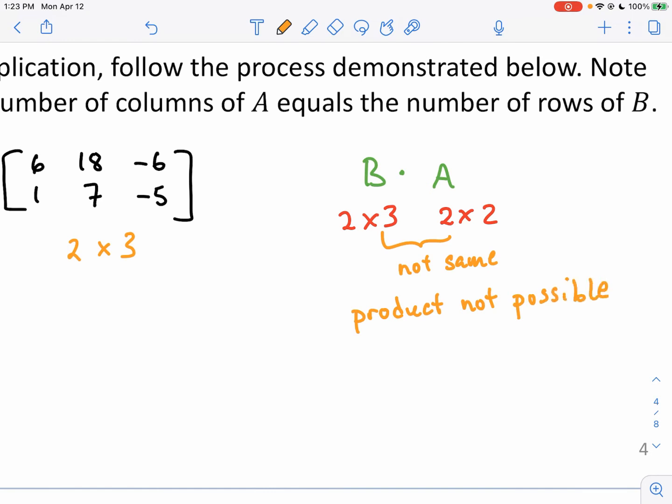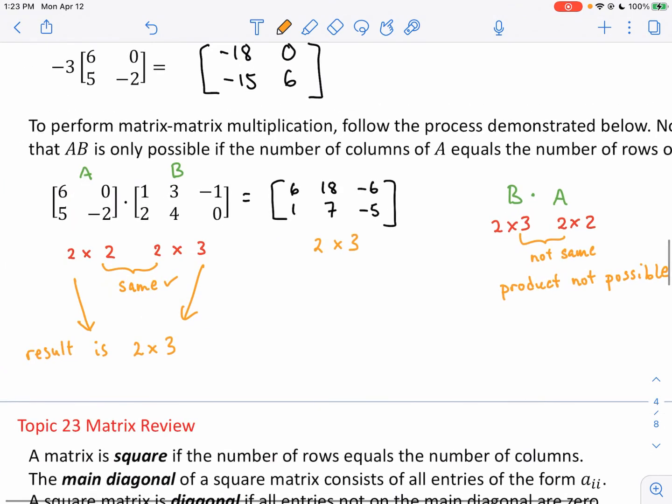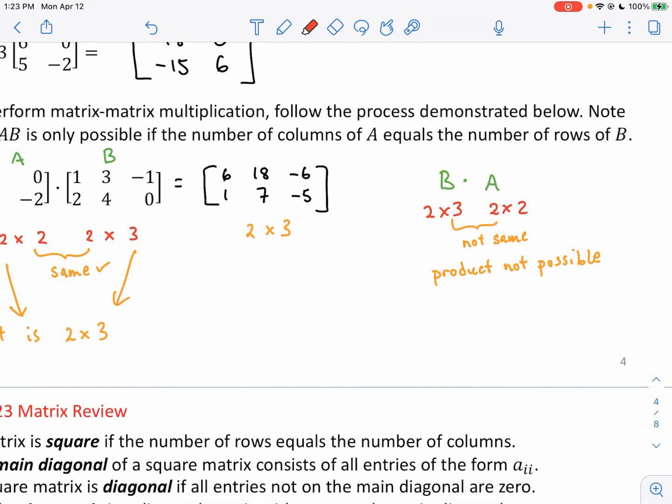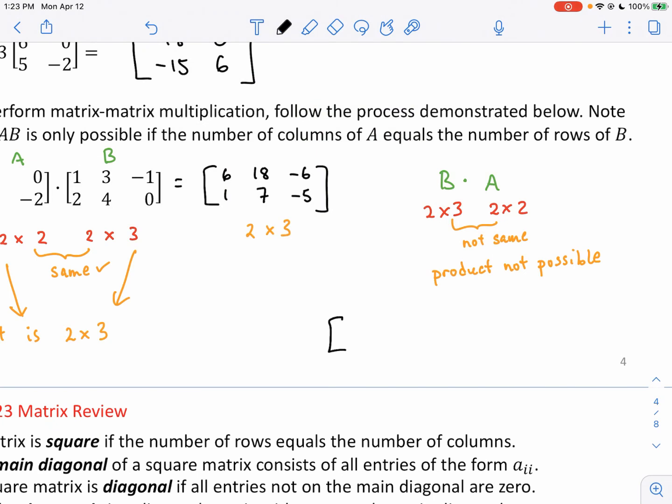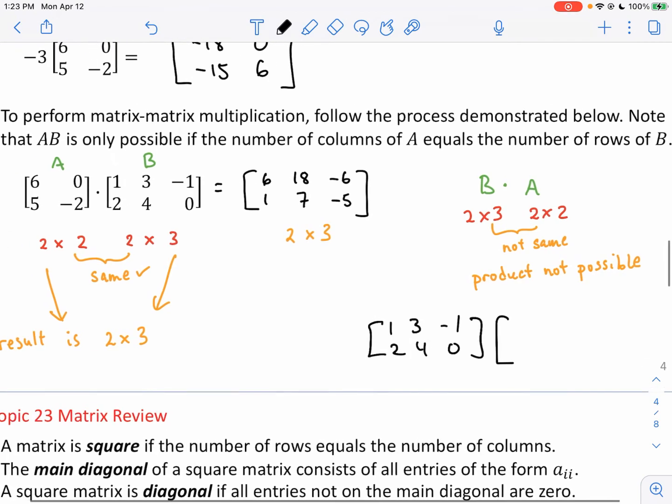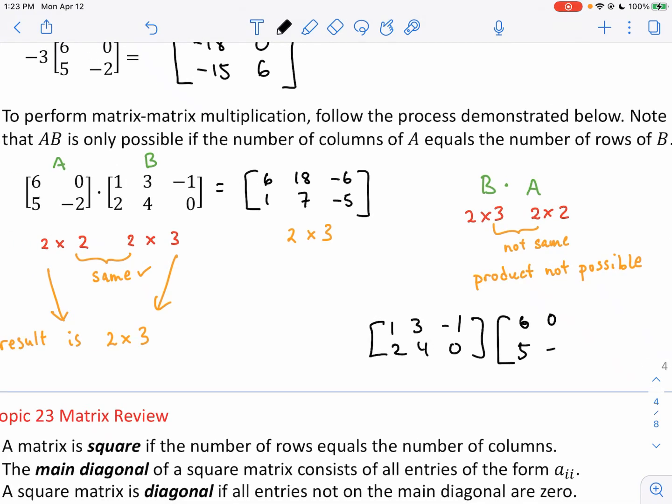And you can kind of see why that would be, right? If you were to put the matrix A on the right, you wouldn't be able to repeat this process. For example, let's put B here. We have 1, 3, -1, 2, 4, 0. And let's put matrix A over here, which was 6, 0, 5, -2. If I take this 6, 5 and bring it up and drag it over here to 6, 5, notice there's not enough entries to go around. Right? Because this matrix here has 3 columns, we need 3 rows here to have enough numbers.